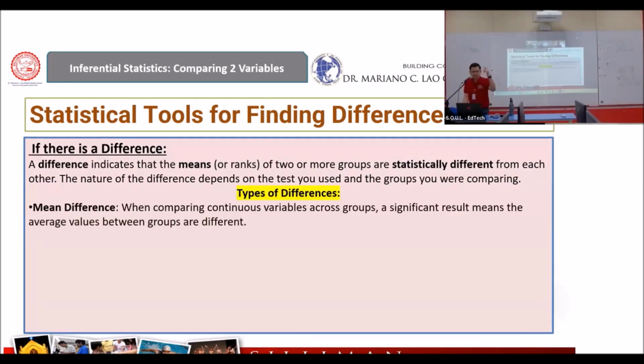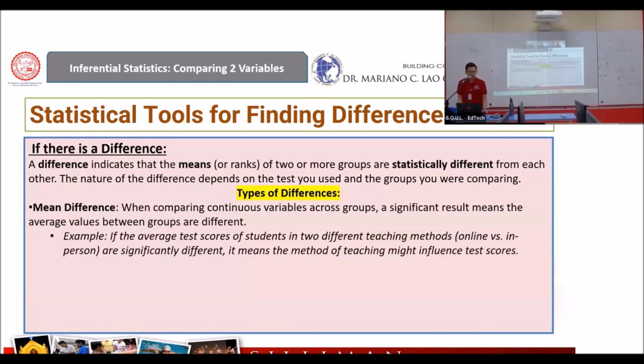Very self-explanatory, right? When comparing continuous variables for groups, a significant result means that the average values between groups are different. So if you have 30 grades of male and 30 grades of female, you are not actually comparing line by line. Okay? You are comparing the average. So it's called mean difference. That is why in many research papers, they will emphasize that the data shows there is a mean difference, because they are looking at the mean of all the sample.